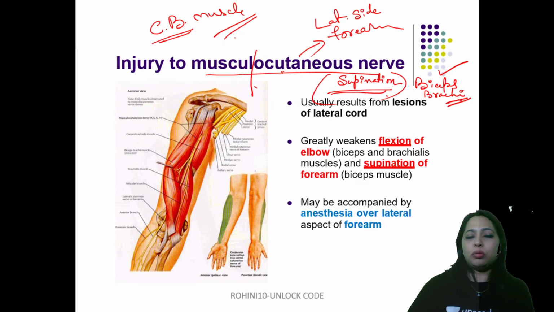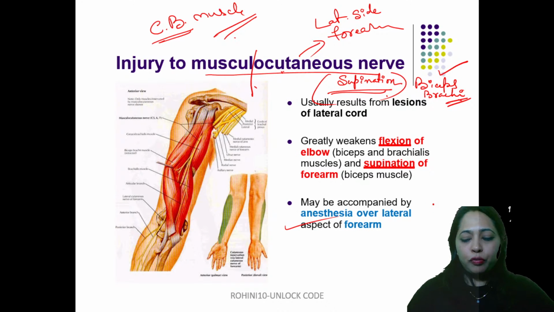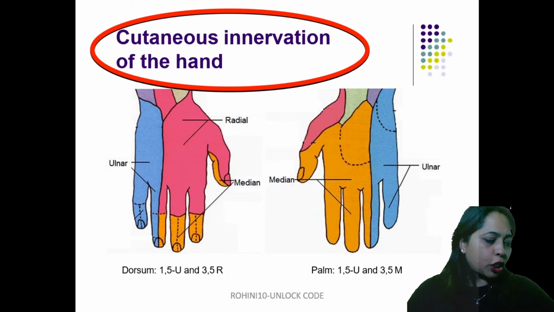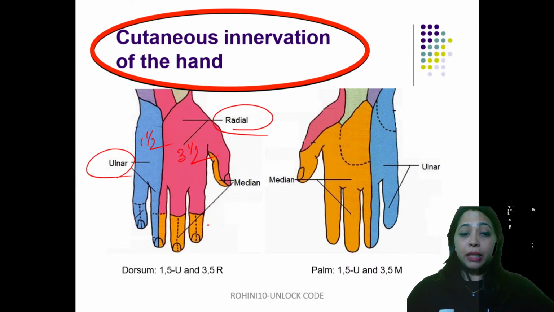And also no sensation on the lateral side of the forearm. It is like anesthesia over the lateral part of the forearm. Next, the cutaneous innervation. When you see here, you can see the radial cutaneous supply. The ulnar side is 1.5 here. This is the 3.5. But you remember the tips of the fingers here, it is median. Okay, it is median. It is not radial.